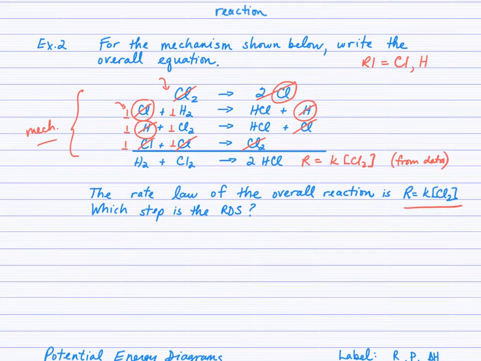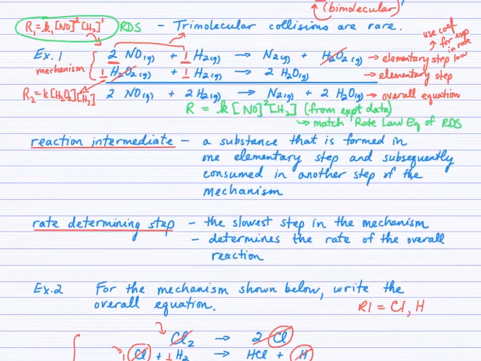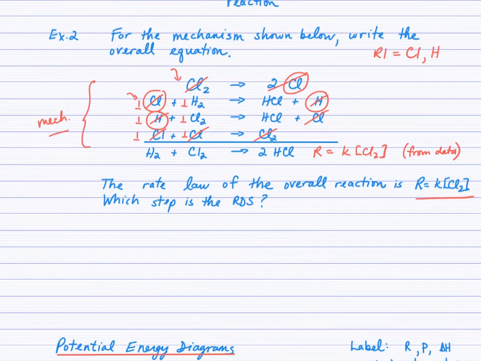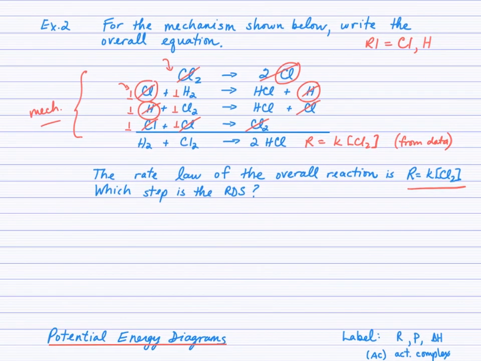You're looking for the slowest step, which determines the rate of the overall reaction. And if you'll recall from what we wrote up here, we saw that the rate law of the overall reaction from experimental data will match the rate law equation of the rate determining step. So, what do you think?